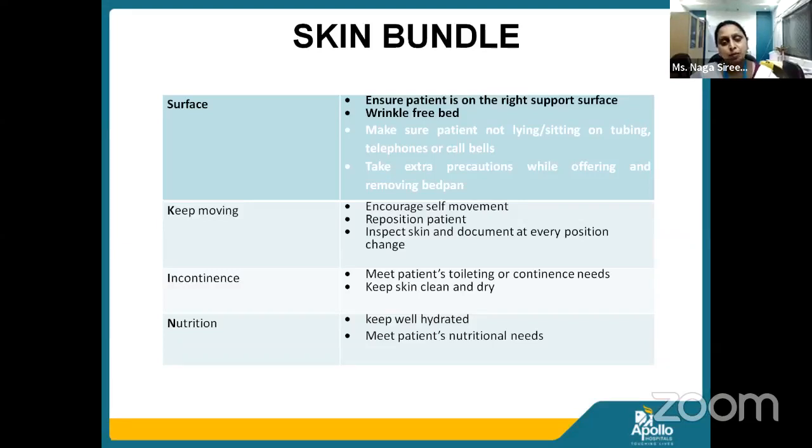And most of all of us, when in the patient care area, we do everything. At times we forget the documentation. Like today the skin is okay, tomorrow the patient has IAD, and slowly there is skin discoloration. We try to ignore, we try to forget, maybe because of a lot of pressure as they are running around in the ICU. But if you don't document how the pressure ulcer sequence has taken place, we won't be able to understand. Incontinence: meet the patient's toileting and continence needs, keep skin clean and dry always. Nutrition, which is very, very important.